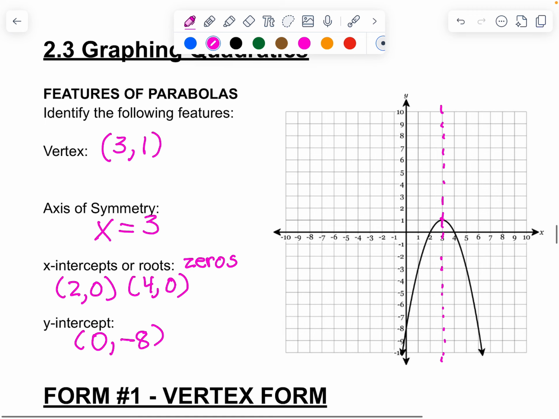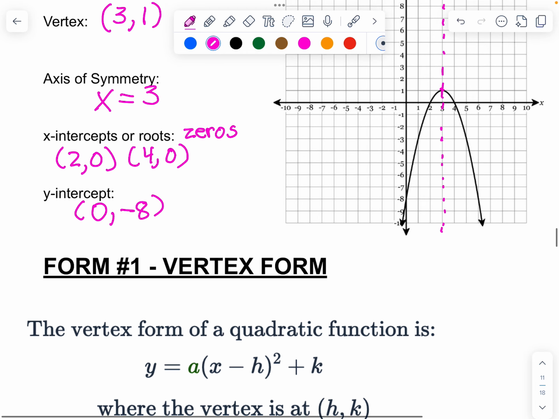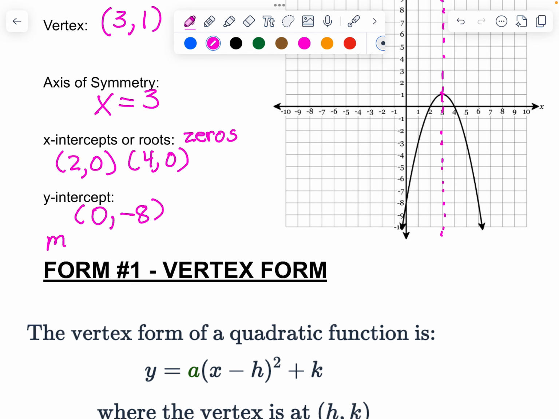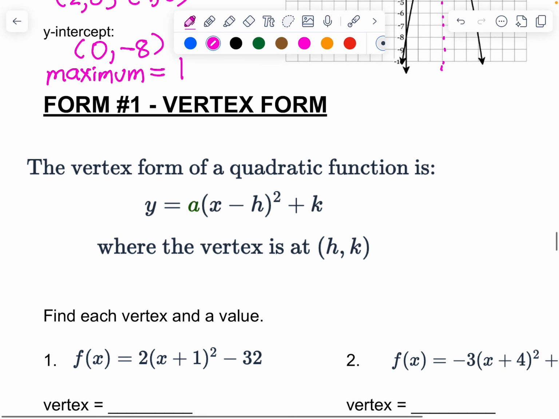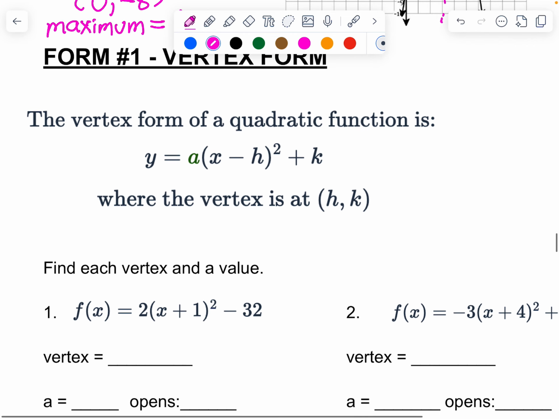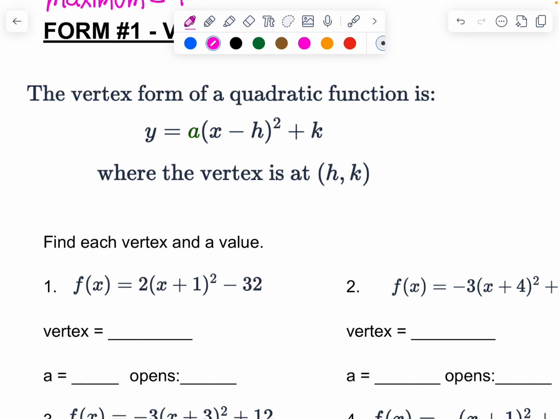One word that's not mentioned here but will come up is the maximum or minimum. In this case, we'd have a maximum. In other words, there's a highest point and it would be at 1. You notice the highest y value is at 1. All right, so hopefully you recognized some patterns and you were able to at least figure out, looking at these quadratic functions, where the vertex was.